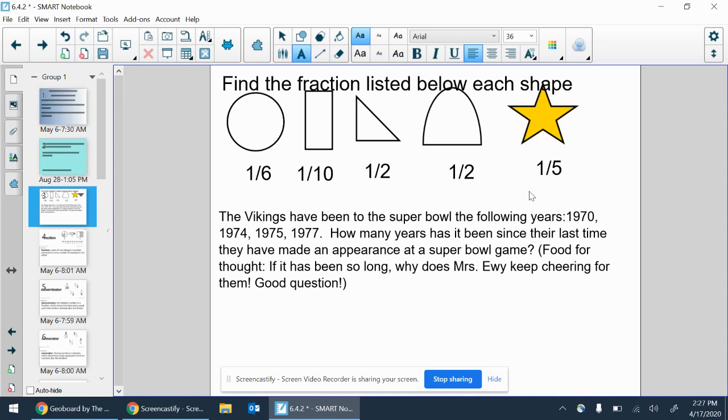So there's my hint. And then our problem here is the Vikings have been to the Super Bowl in the following years: 1970, 1974, 1975, 1977. How many years has it been since their last time they have made an appearance at the Super Bowl game?